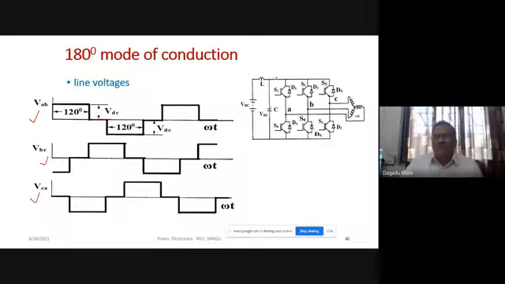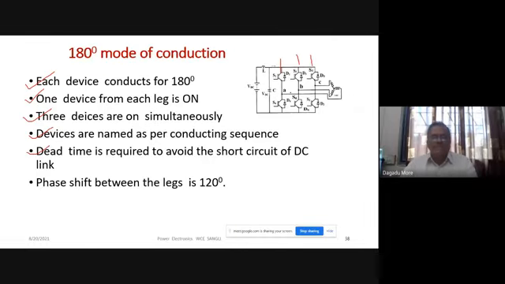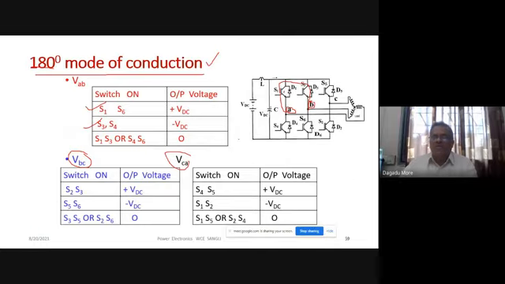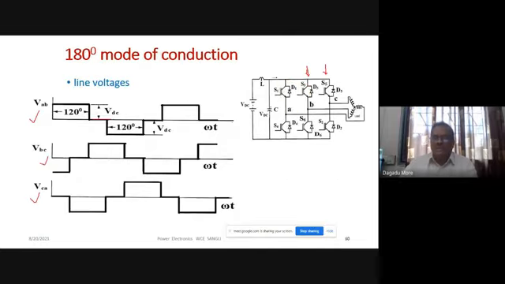So here, if you change the switching signals of two legs, whatever second leg switching signals I am giving, I give to the third leg, and the third leg switching signals I give to the second leg. So what effect will take place? Here we have six switching signals. We just interchange the signals of two legs. The second leg signal I give to the third leg, and the third leg signal I give to the second leg. So what will be the effect on this?